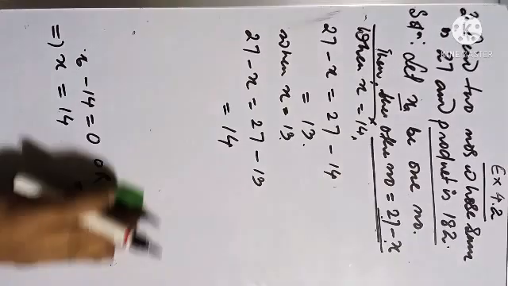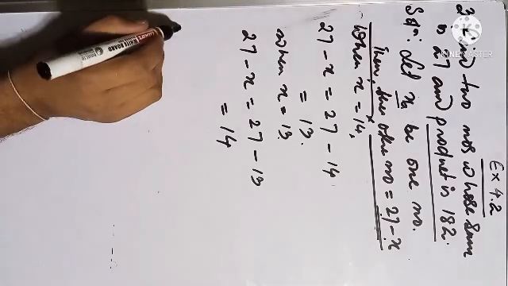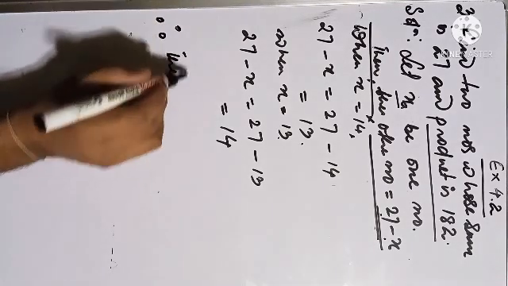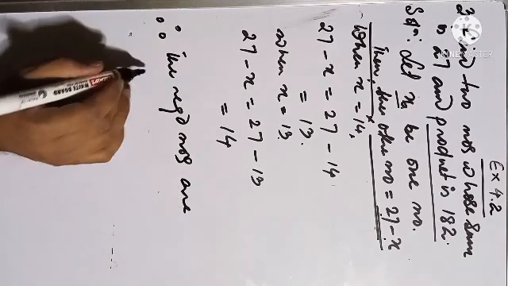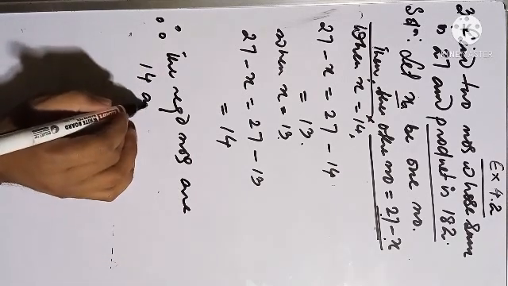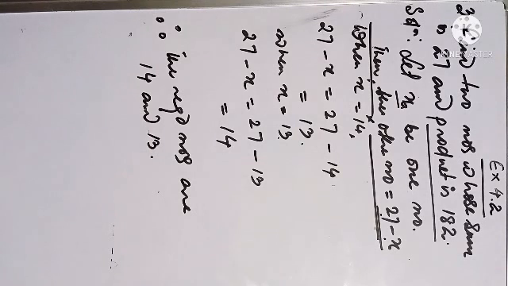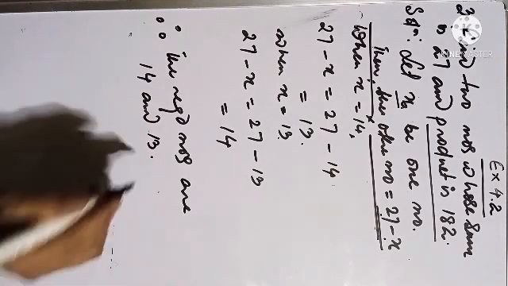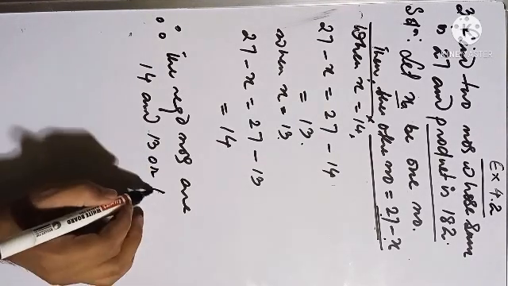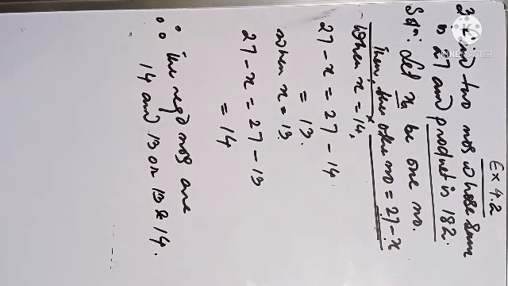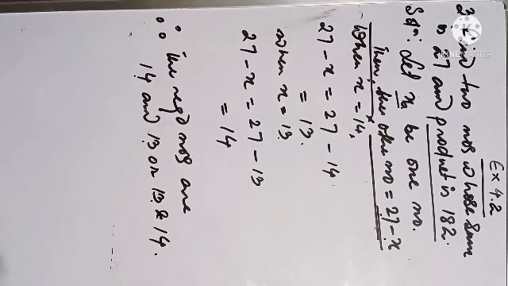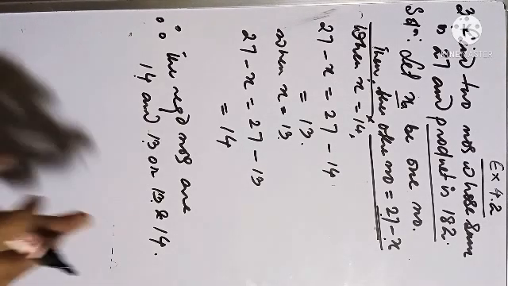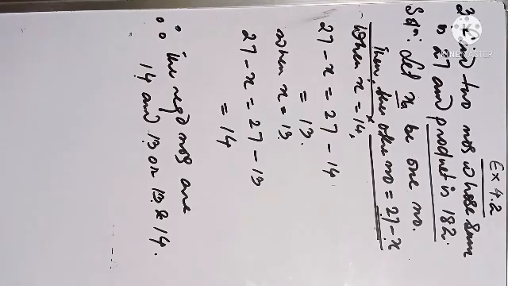No problem. So therefore, the required numbers are, you can say, 14 and 13, or you can say 13 and 14. I think it carries the same meaning only. You can choose one of them or you can write both in this manner.